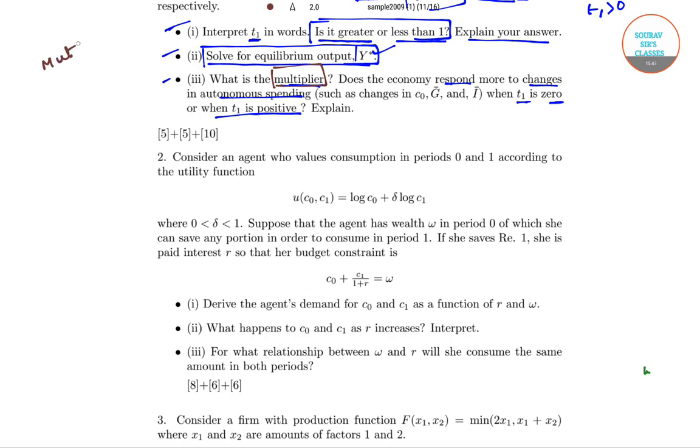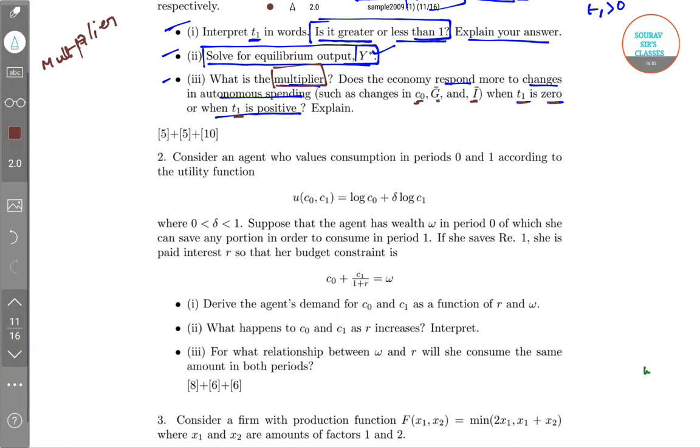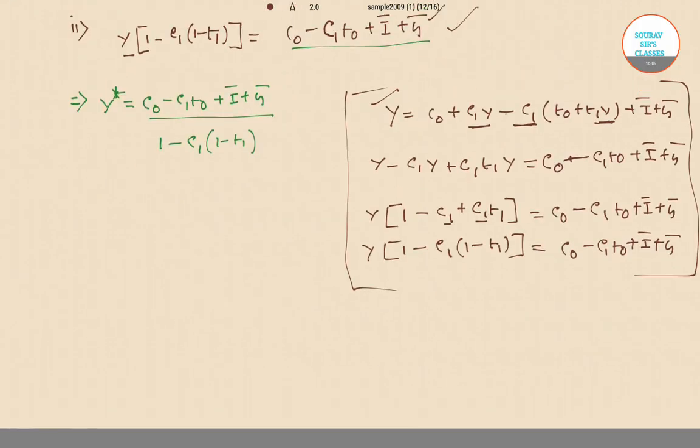First we have to find the multiplier. Then, does the economy respond more to changes in autonomous spending such as C0, G bar and I when T1 is 0 or when T1 is positive? So we have to find out this answer as well.